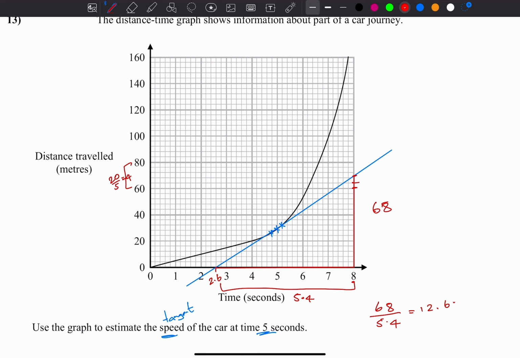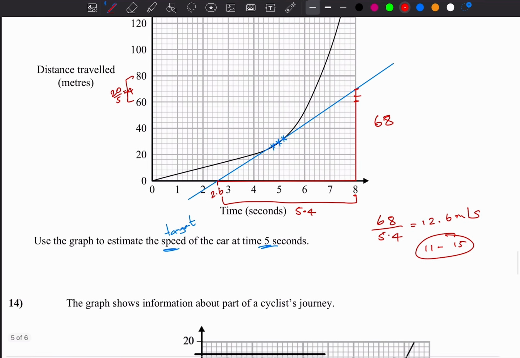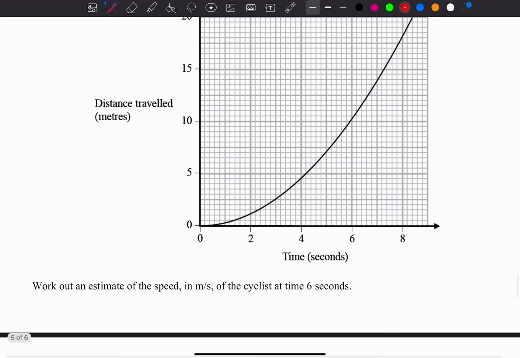meters per second. Now, I'm getting this answer. You may get something a bit different. So I would roughly say, let's say, something between 11 and 15. If you get anything between 11 and 15, you should be good enough. Okay. The next one. Estimate the speed again. Same thing then. Speed means gradient, or the word tangent, in your distance time graph, right?